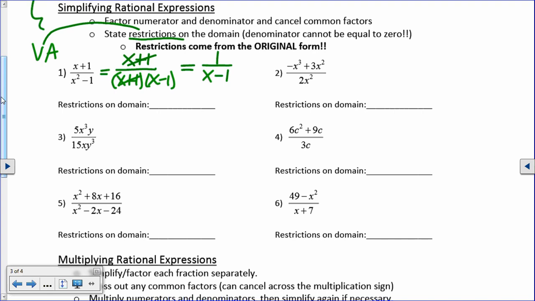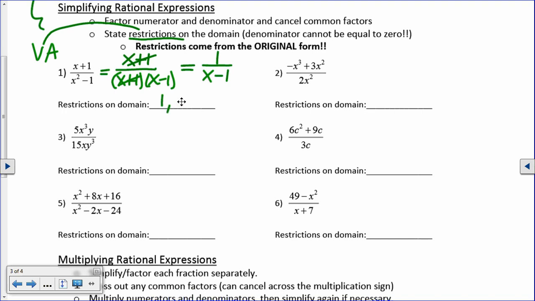Okay? And then remember, this comes from the original, so you can write next to it "before you simplify." That's what I mean by the original form. Okay? So if I look over here, before I canceled anything, I had two things in the denominator. If I set them both equal to 0, what are the x values I would get?